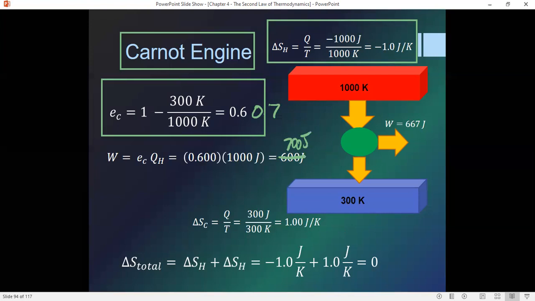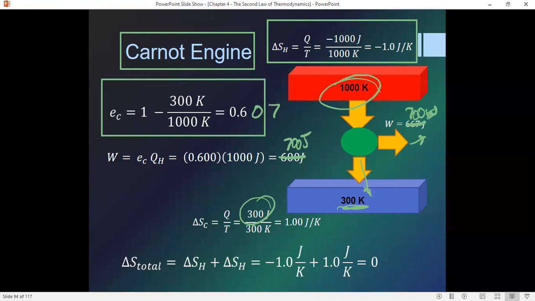Roughly 700 joules of work going out of here. And then, yes, 300 joules being dumped down here. Sorry about that. I needed to make that little edit right there. 700 plus 300 gives me my 1000. So 1000 comes out of the hot reservoir. Of that, 700 goes into work. Only 300 gets dumped into the cold reservoir.